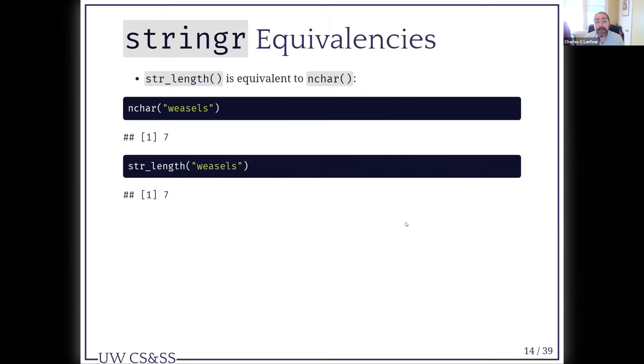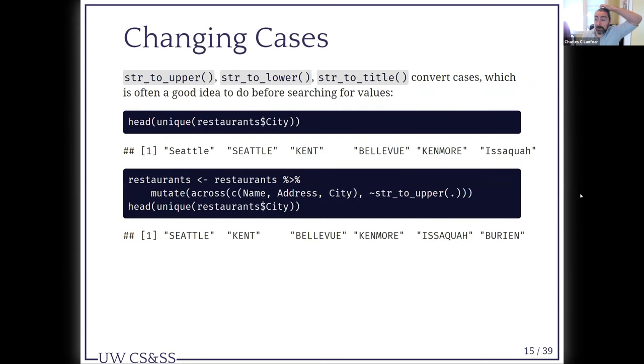So next, string underscore length is equivalent to n character. If I say how many letters are there in weasels, I already know this, there's 7, but maybe I want to count again. String length weasels also gives me 7. These are exactly equivalent functions. Use the one you remember. Maybe you can't remember n character, but string length is easy to remember. Now you know.